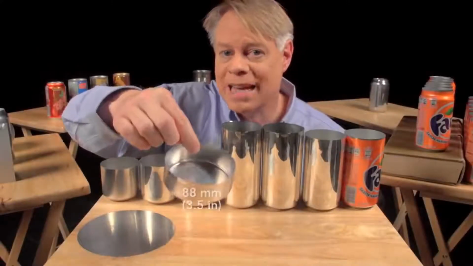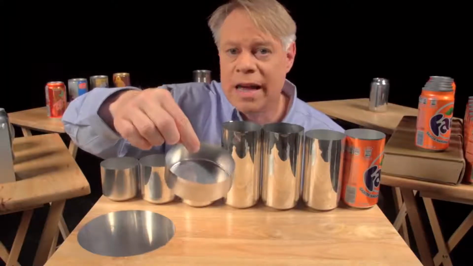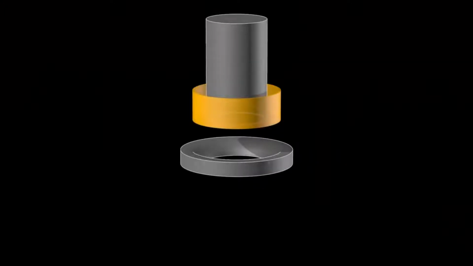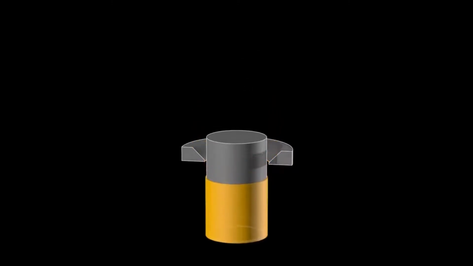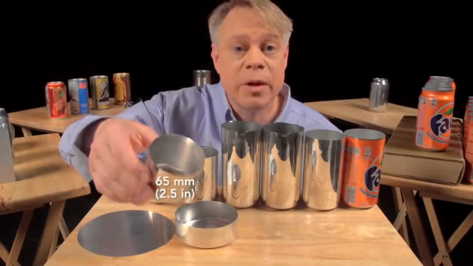This cup is about 88 millimeters in diameter, larger than the final can, so it's redrawn. That process starts with this wide cup and uses another cylindrical punch and a redrawing die. The punch presses the cup through the redrawing die and transforms it into a cup with a narrower diameter, which is a bit taller. This redrawn cup is now the final diameter of the can, 65 millimeters, but it's not yet tall enough.